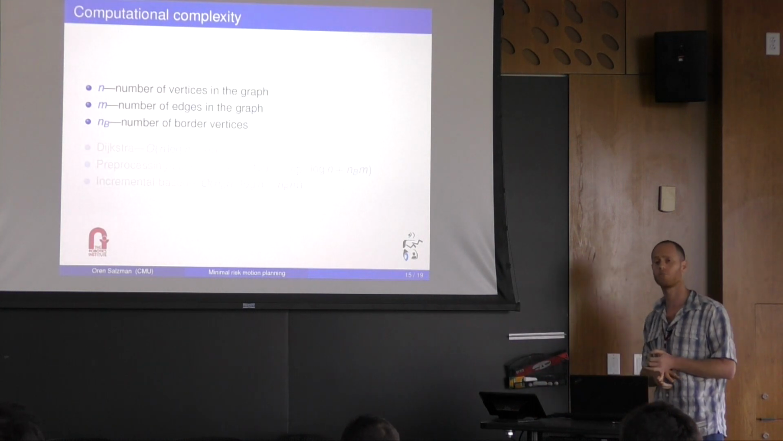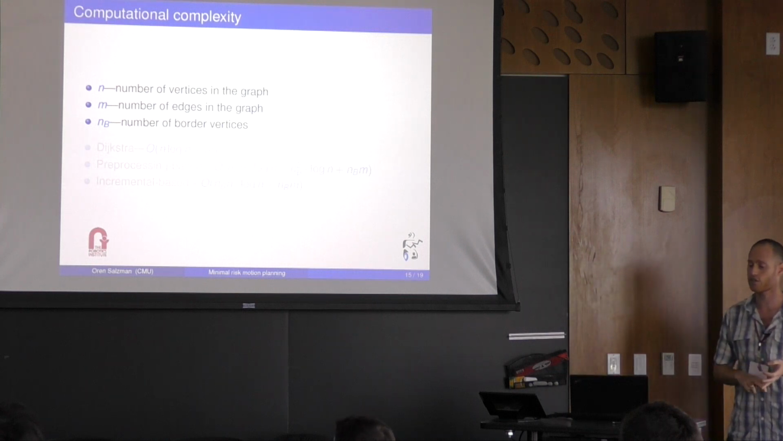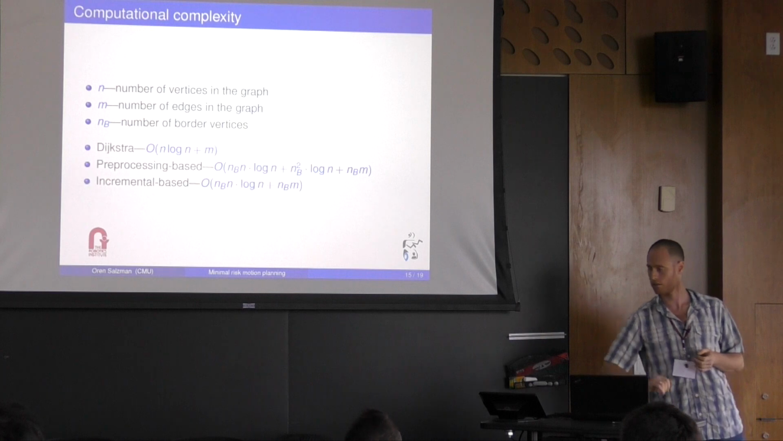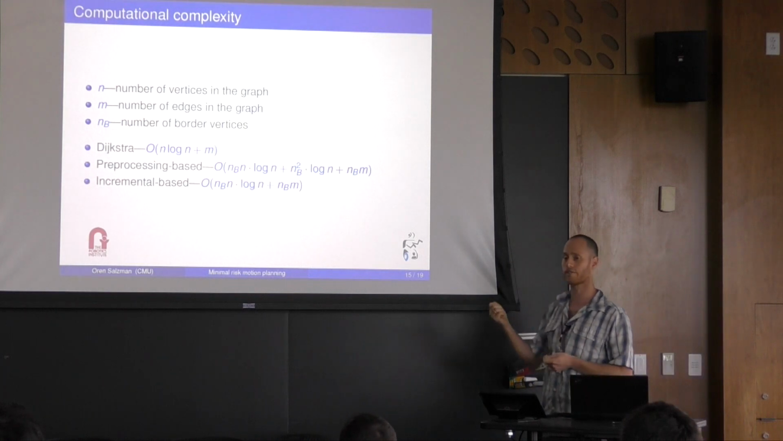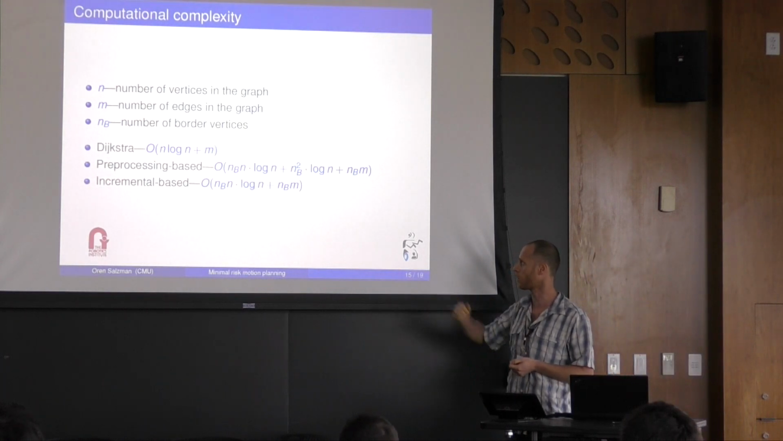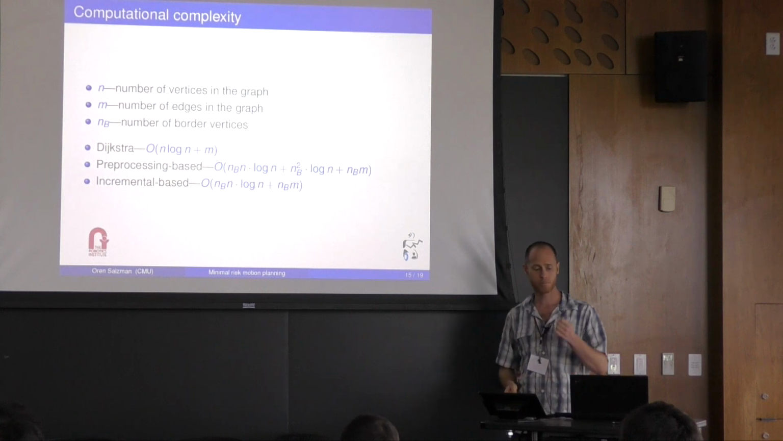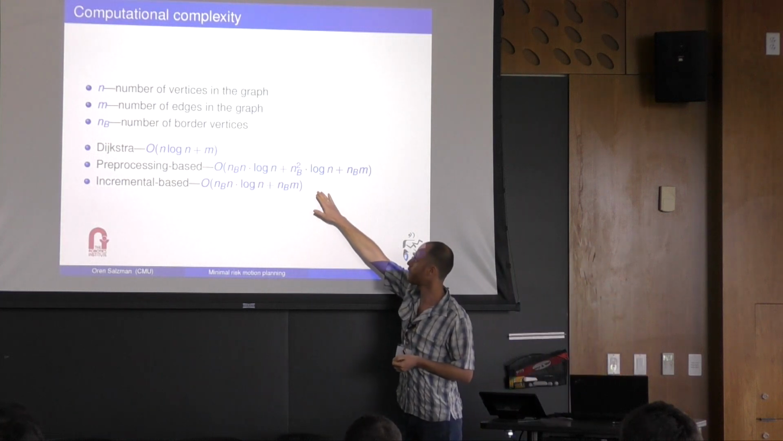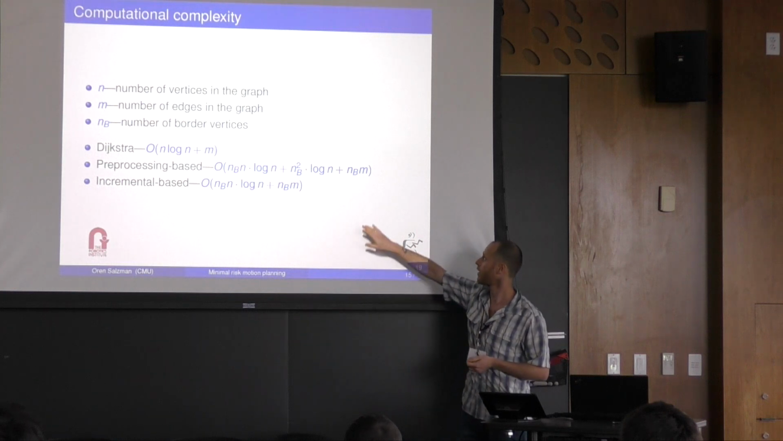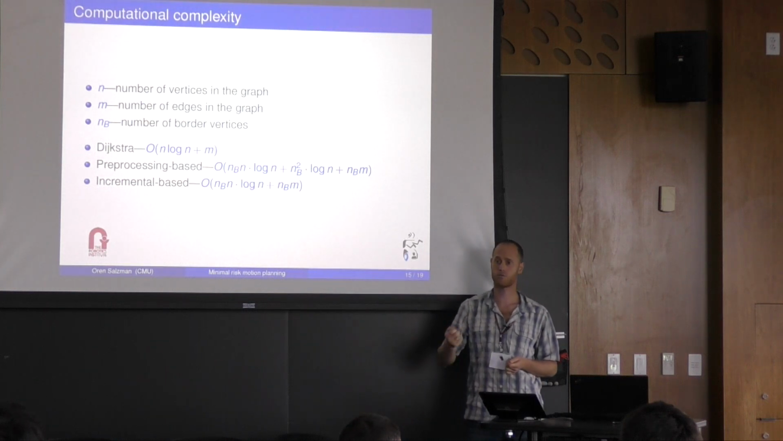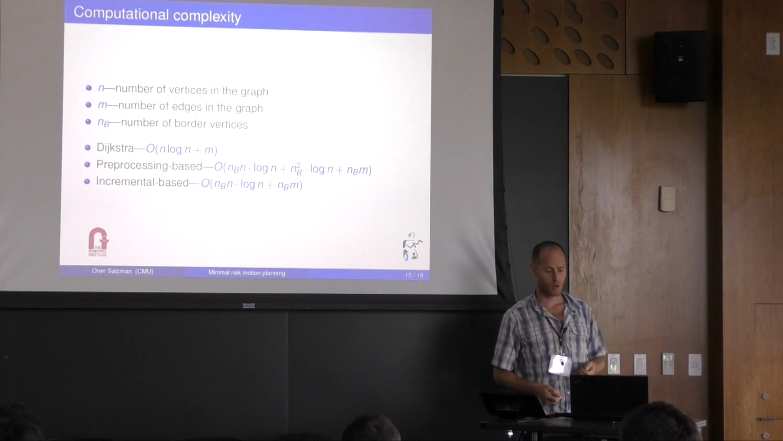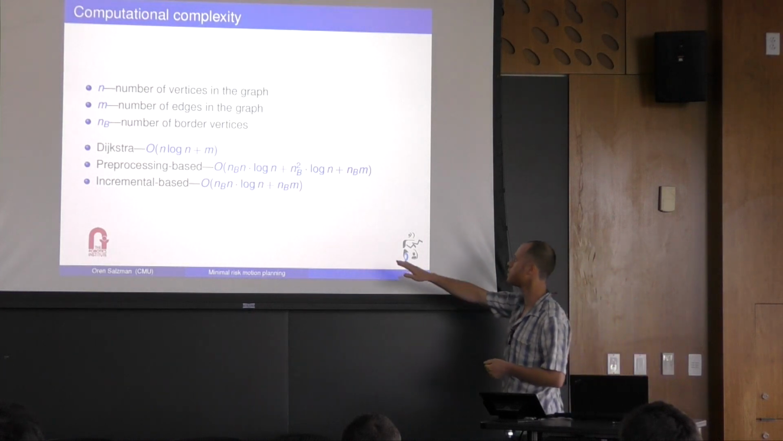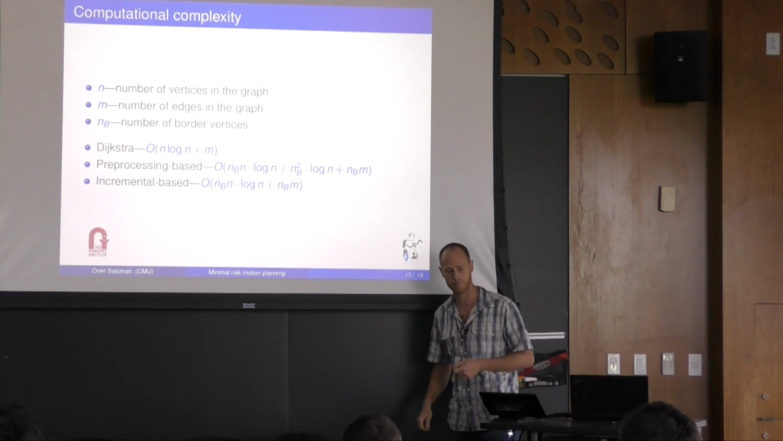If n is the number of vertices, m is the number of edges, and nb is the number of border vertices, then plain old Dijkstra, which is just given here for reference, takes time n log n plus m. The pre-processing based algorithm has a factor of nb squared and nb times n, which is what caused it to be that slow. While our incremental based algorithm in the worst case runs in time nb m plus nb n log n.